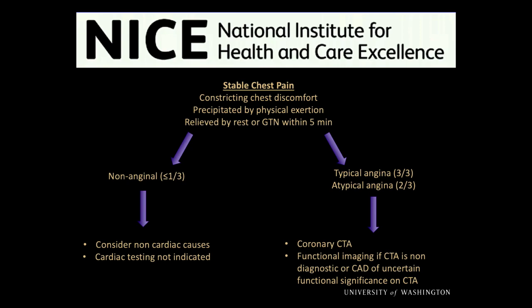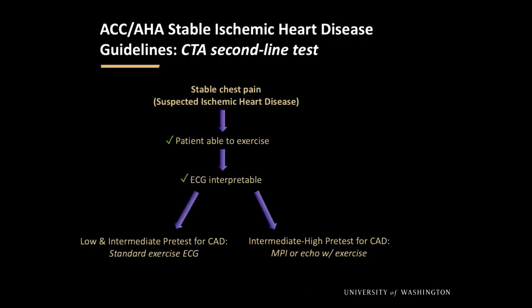So if you're in the UK and you have chest pain, typical or atypical, your first test is going to be a coronary CTA. If you have an equivocal or non-diagnostic CTA, then a functional test can be considered a second line test. And then obviously if it's non-anginal pain, then they consider a non-cardiac workup. So I think the point here is their emphasis is really on coronary CTA for the evaluation of stable chest pain. Now, if we go to the ACC/AHA guidelines for a similar evaluation of stable chest pain, we can see the algorithm here.